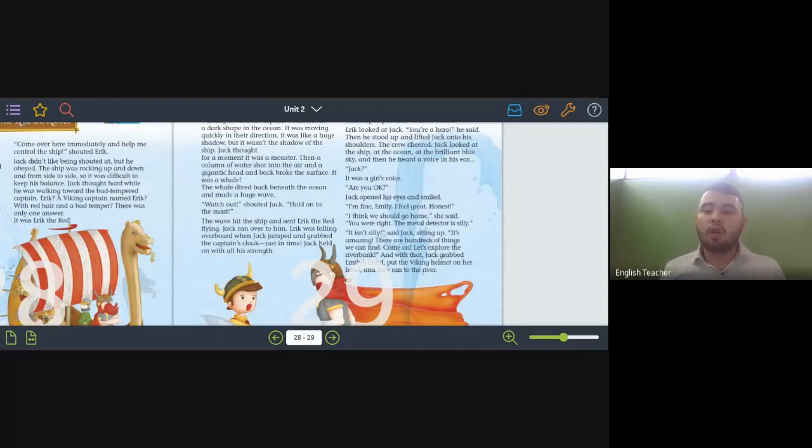"I think we should go home," she said. "You were right. The metal detector is silly." "It isn't silly," said Jack, sitting up. "It's amazing. There are hundreds of things we can find. Come on, let's explore the riverbank." And with that, Jack grabbed Emily's hands, put the Viking helmet on her head, and they ran to the river.